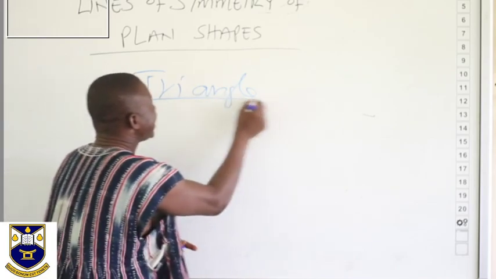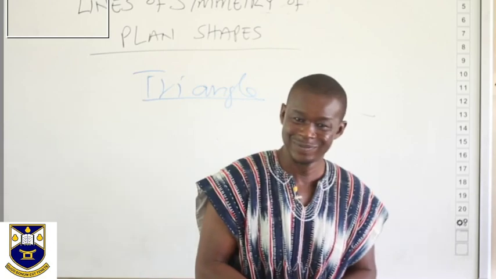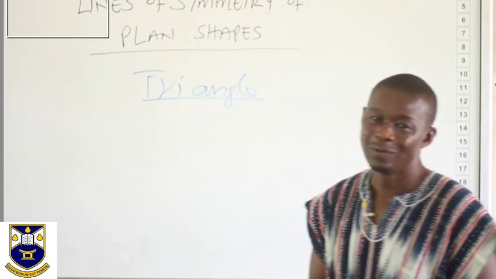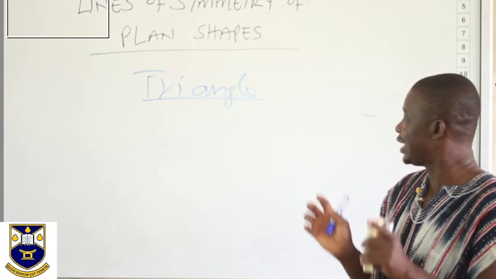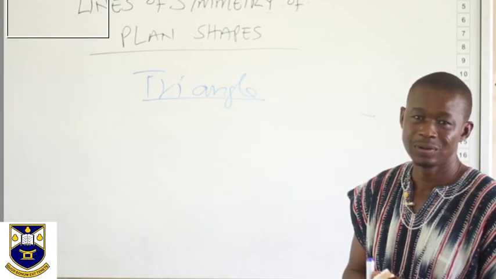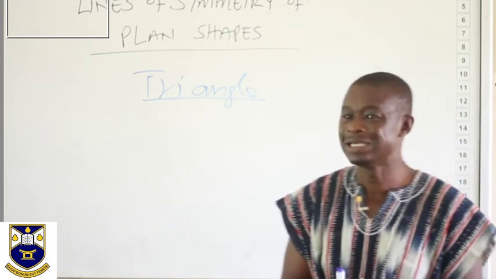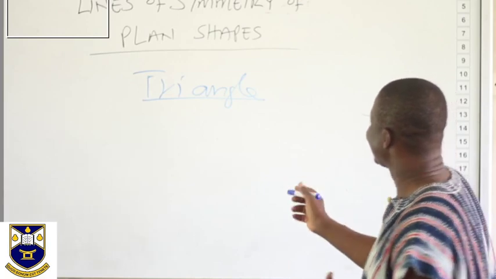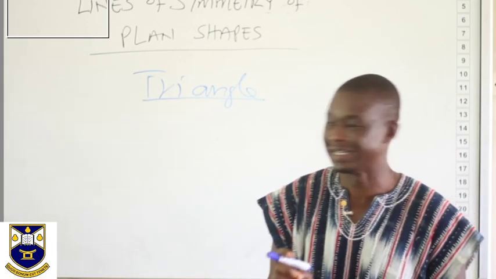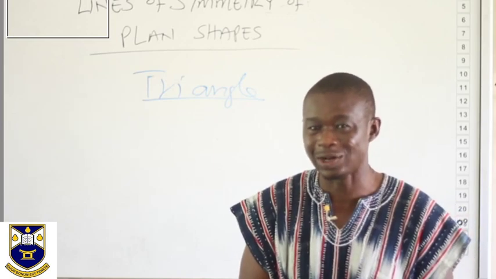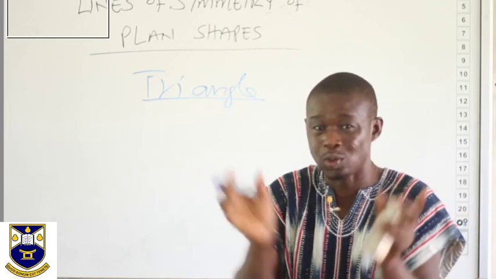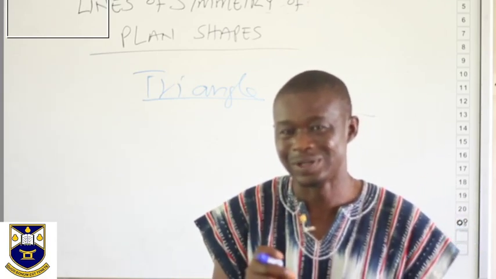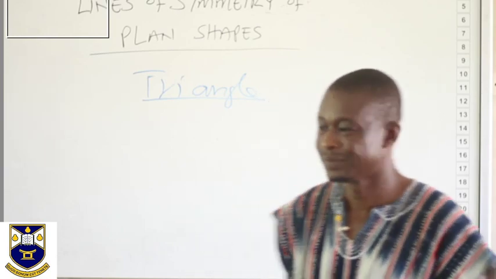Under triangle, we have examples of them. We have many types of triangles. One of the triangles has all the interior angles and the sides equal. That is what we call equilateral triangle. All the 3 sides are equal, and all the interior angles too are equal. That is equilateral triangle. Good.